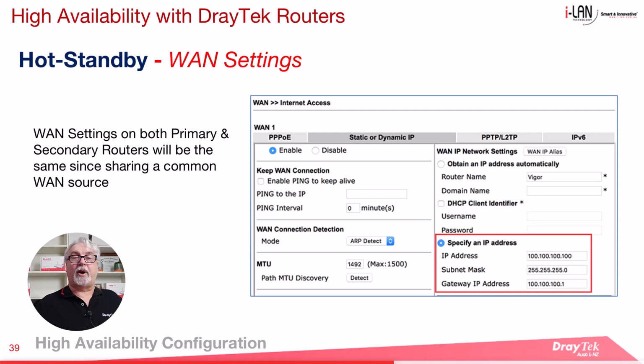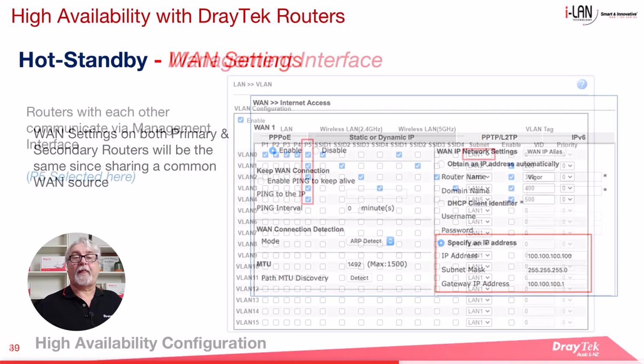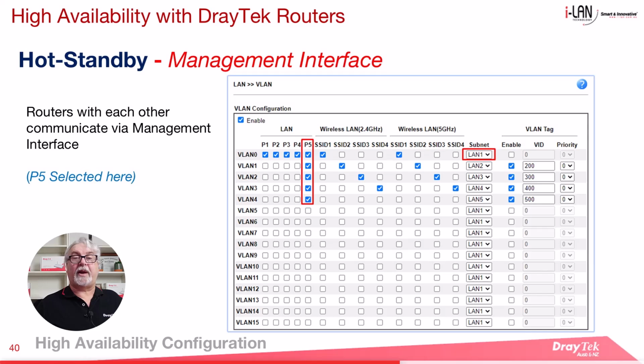The WAN settings on the primary and secondary routers will be identical because they share a common WAN source. To ensure that the WAN configuration is accurate, you can check the online status of the router. To establish communication between the routers, you have to choose a LAN port as the management interface. In this case, we've opted for port P5.